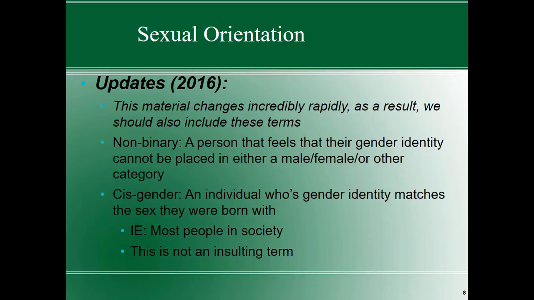Cisgender is another term that we are using. A cisgender person is an individual whose gender identity matches the sex they were born with. That term, cisgender, that's most of us, right? I am a cisgender heterosexual male. And it means consistent, right? So my gender is consistent with my physical body.